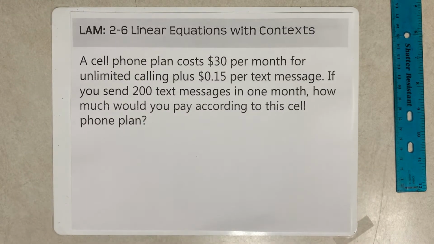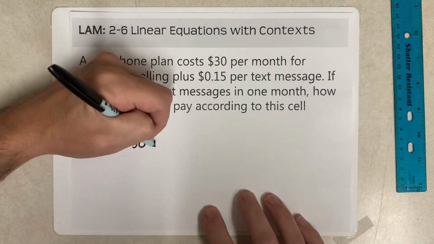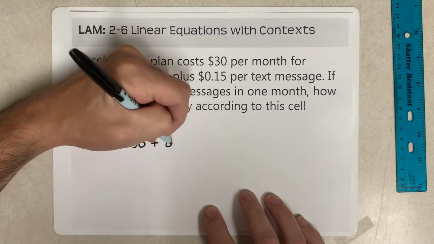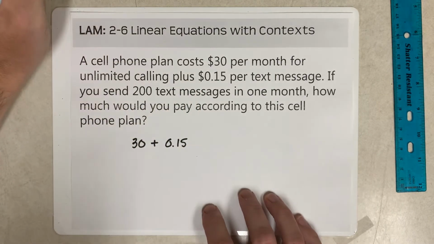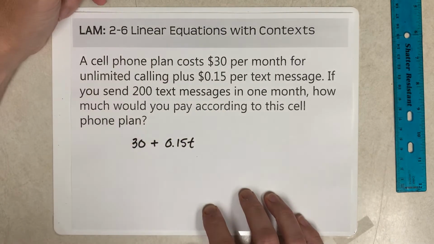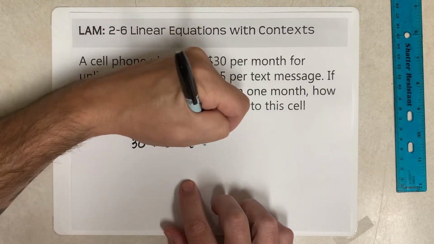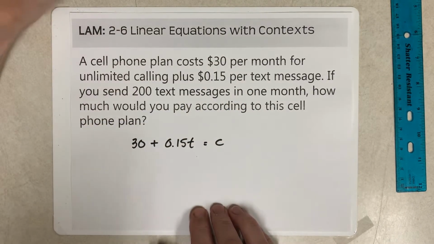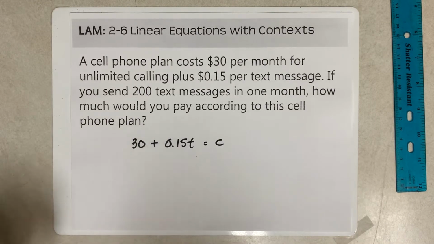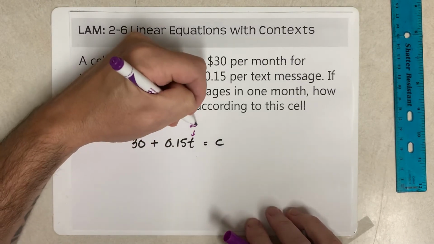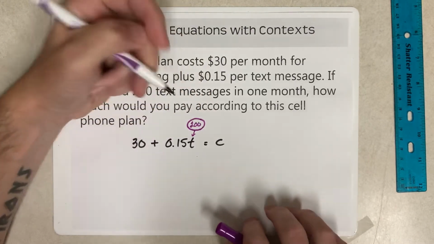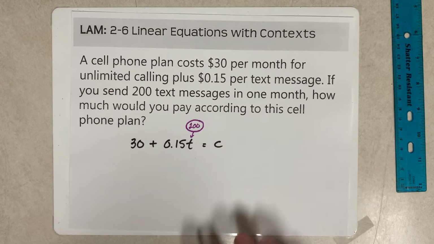All right, this one says a cell phone plan costs $30 per month for unlimited calling plus 15 cents per text message. If you send 200 text messages in 1 month, how much would you pay according to this cell phone plan? So $30 per month plus 0.15 per text message. I'll let T stand for the number of text messages. And all of this would be my total cost of the cell phone plan. Now it's saying I send 200 text messages, so I need to take 200 and plug it in for that T right there, and then figure out how much the cost is going to be.